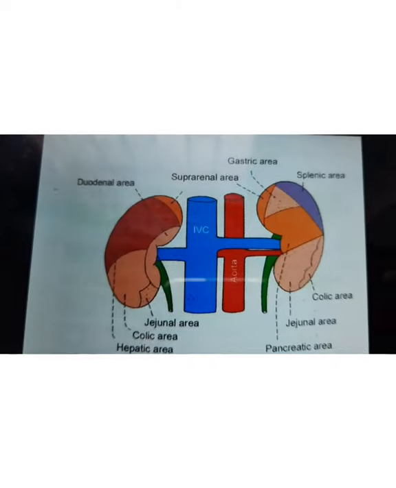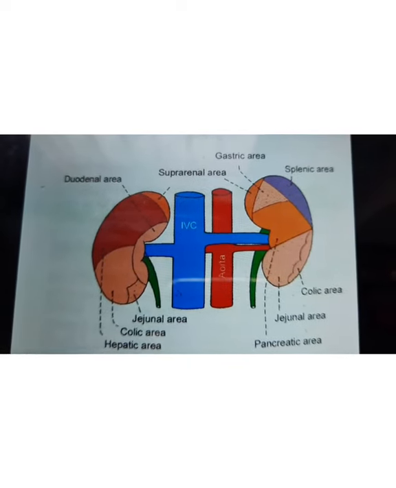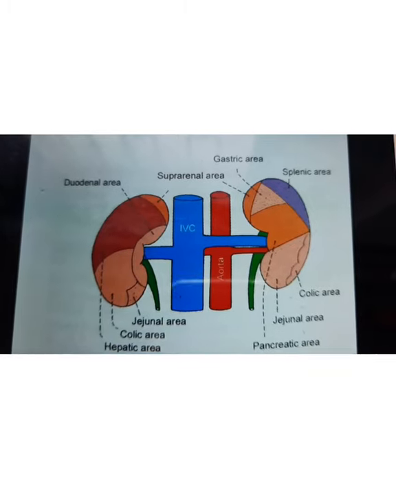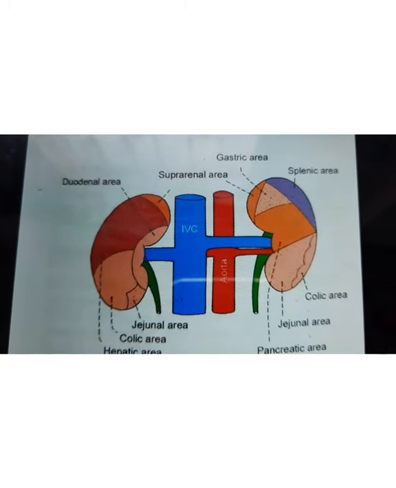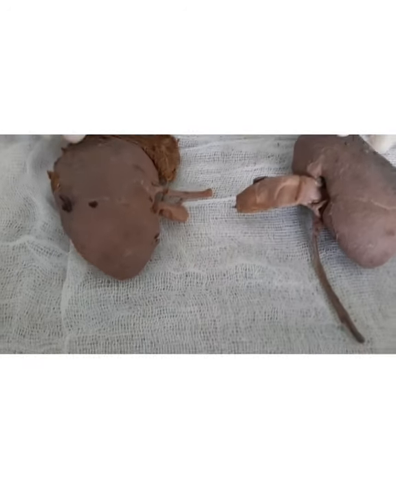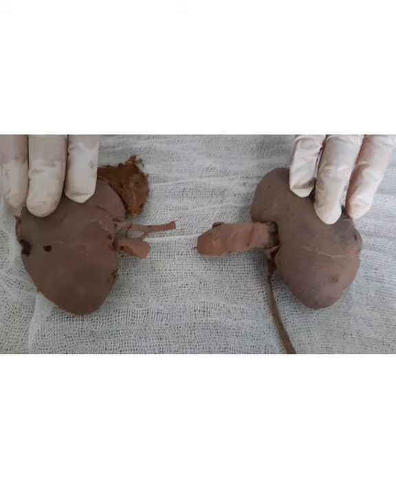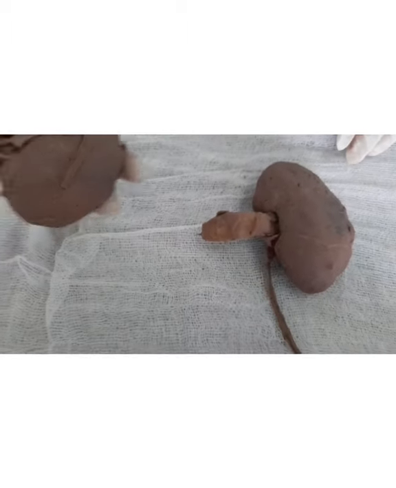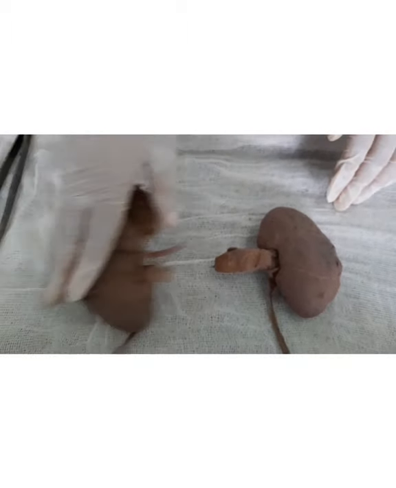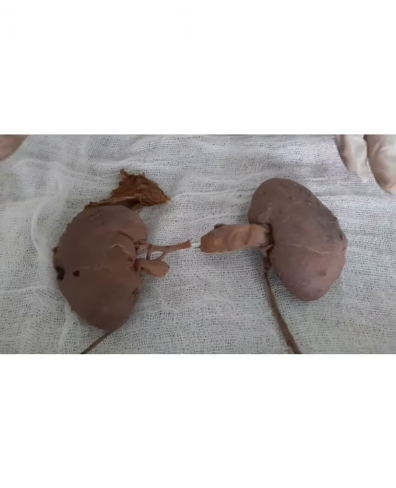This is the diagrammatic representation of the anterior relations of both the kidneys, that is right and left. Now we will see it in the specimen. The anterior relations of both the kidneys are different on the anterior surface, whereas they are the same on the posterior surface. This is so because we have different viscera on the right and the left side.